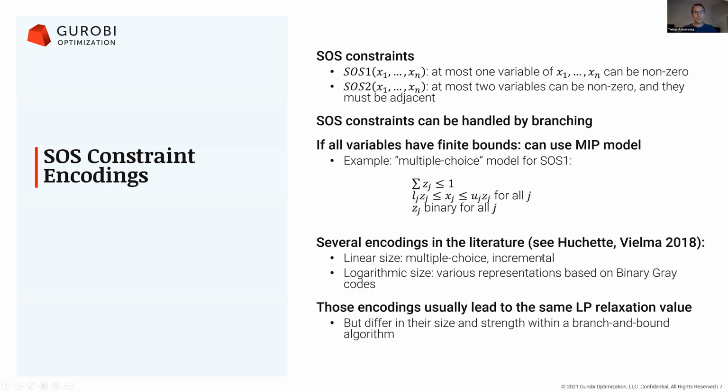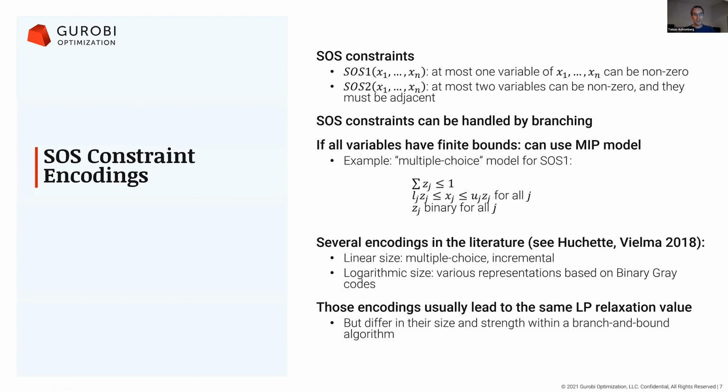But then there are also logarithmic size models, where you just need way fewer variables to represent this. This is typically based on binary reflected Gray codes. So that means, for example, if you have 1024 variables in your SOS set, then this would only need in the order of 10 additional variables to represent the SOS set as an MILP model.